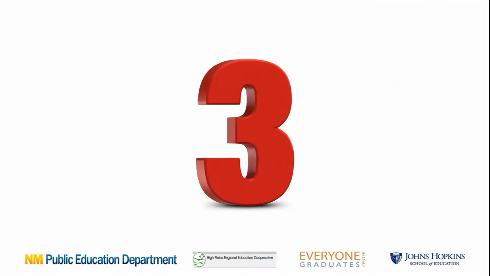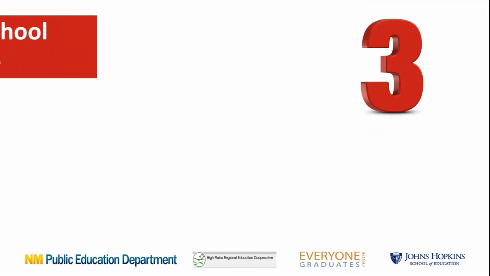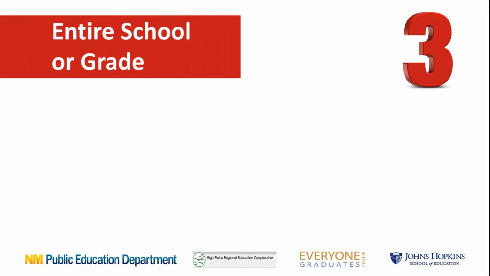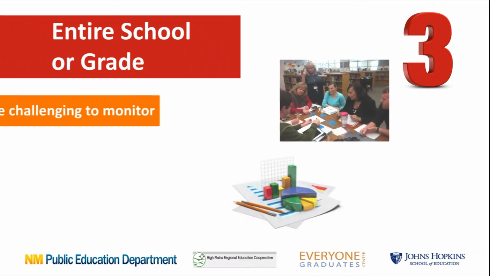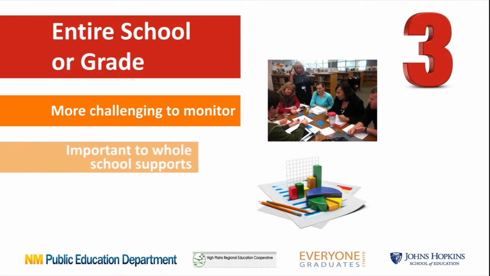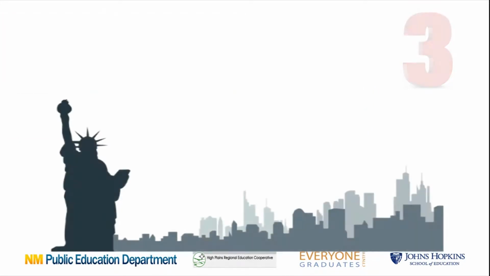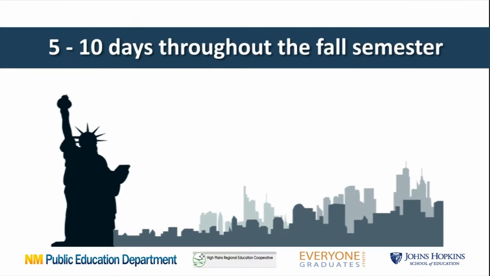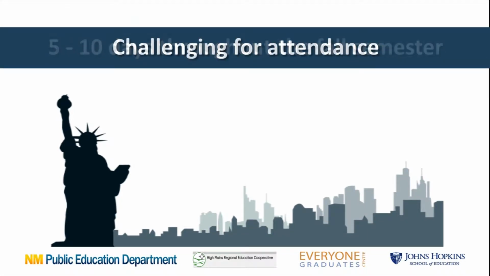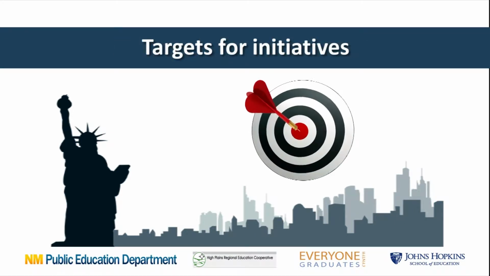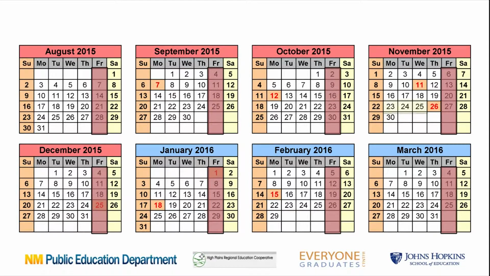The third method is for interventions or initiatives that are geared towards the entire school body or an entire grade. These are often more challenging to monitor, but are an important part of whole school supports in an early warning system. For example, a school in New York City had selected 5 to 10 days throughout the fall semester that were particularly challenging for attendance in previous years and would be targets for initiatives. These included Fridays, the days before Thanksgiving, and the days preceding winter break.